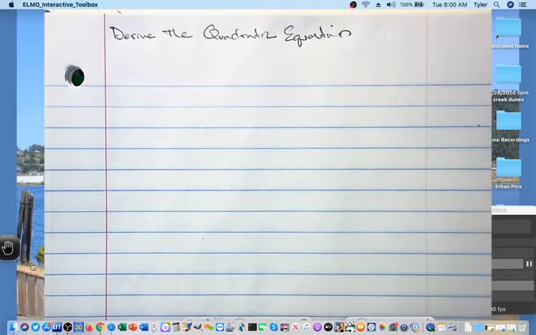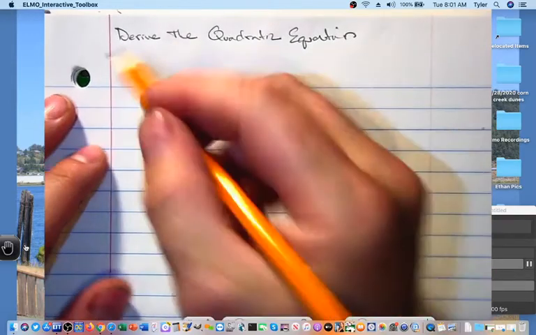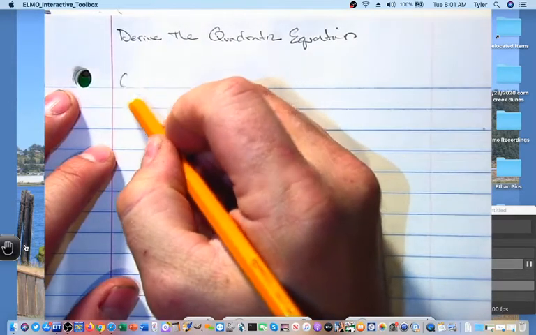Alright, so the purpose of this video, I'm going to show you guys how to derive the quadratic equation. This is because I just taught you how to complete the square, which is a part of doing it, and my next lesson will be on using the quadratic equation, so I thought I would show you guys where it actually comes from. So we begin with the standard form of a quadratic.